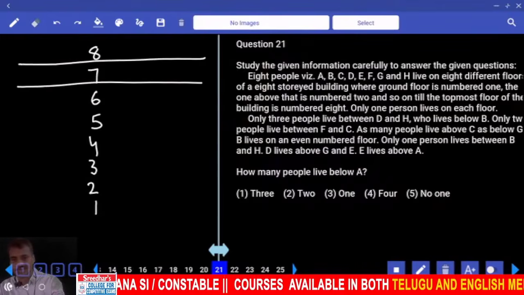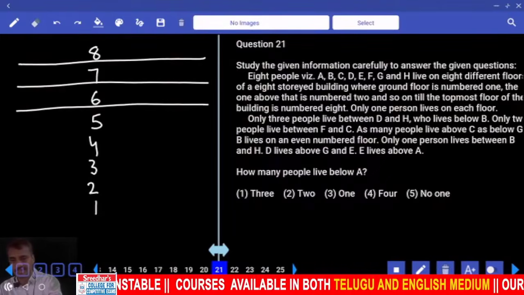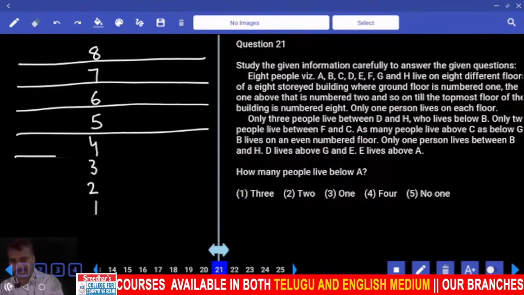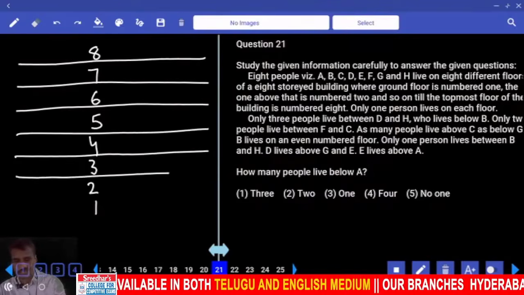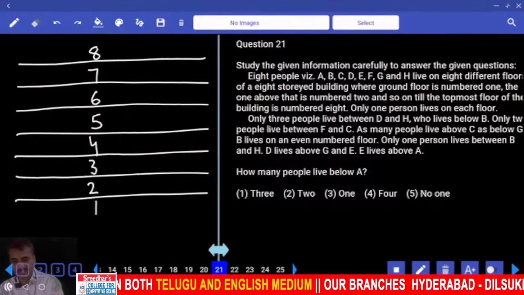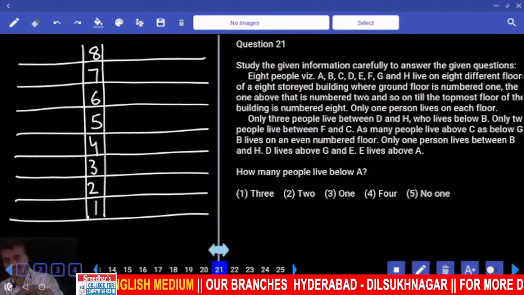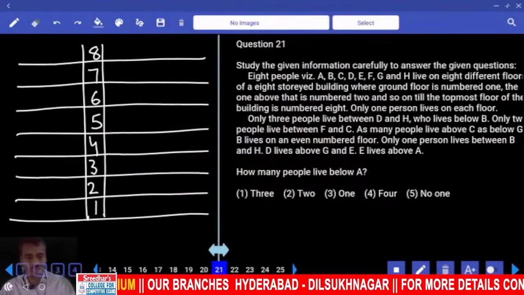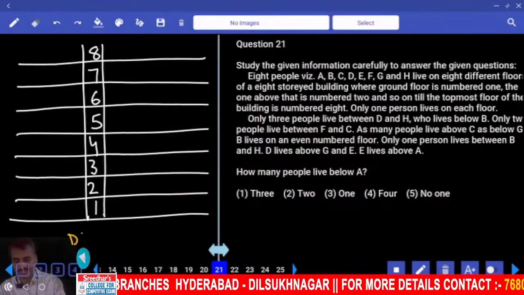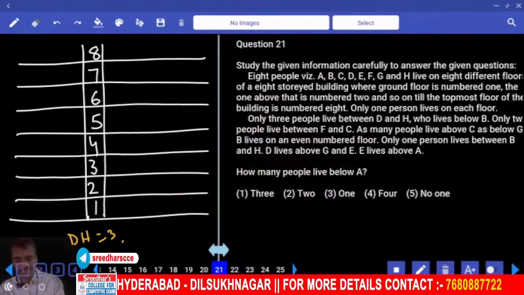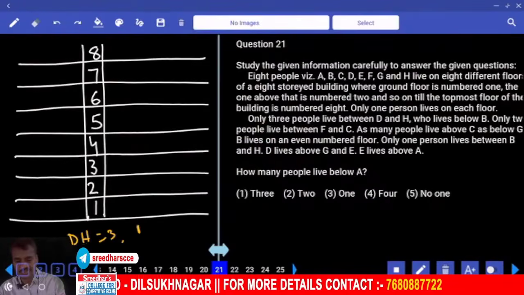No parameter added to this one. And definitely under the first priority. Then coming to condition number 1. Now in this condition number 1, only 3 people between D and H. And H lives below B. Now H is below B.